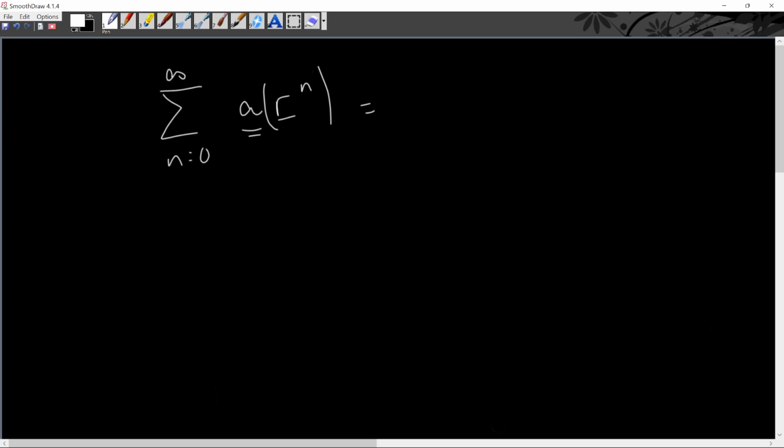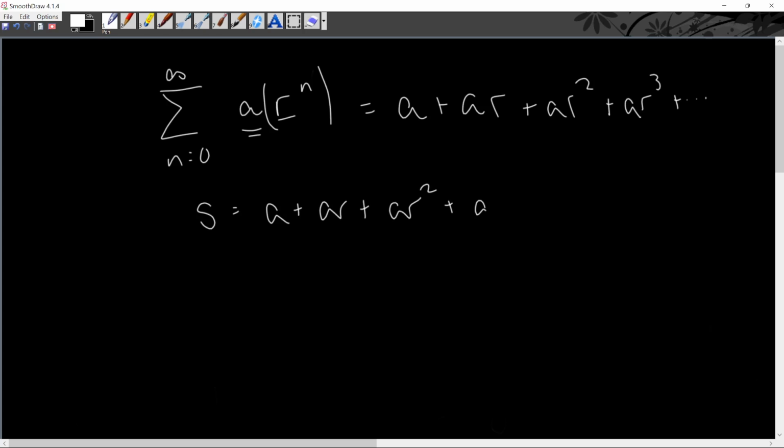So if we were to expand this, if n is equal to 0, you'd have a, which is the first one, because anything to the power of 0 is 1, plus ar, plus ar squared, plus ar cubed, and on and on. And we are going to try and find the sum. We're going to sort of agree that this series converges, but we will talk about why it converges in just a second. We're going to say that the sum is s, and s equals a plus ar plus ar squared plus ar cubed, and on, is what this series looks like, right?